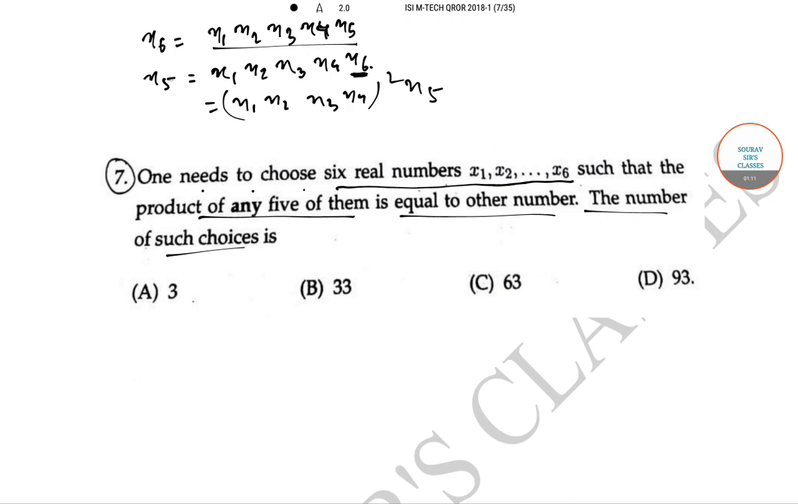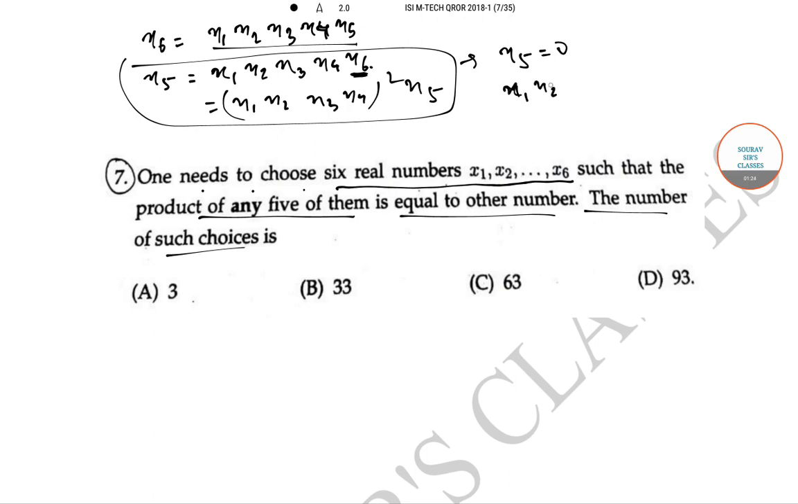Thus, using this, it is possible that x5 is equal to 0 or x1, x2, x3, x4 is equal to plus or minus 1. Now, let us assume first that xi cannot be equal to 0. Then all the xi's can be equal to plus minus 1.